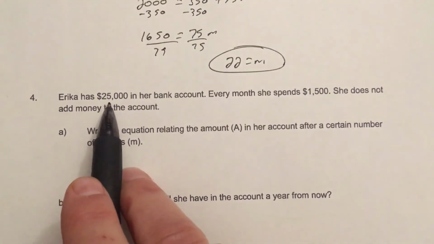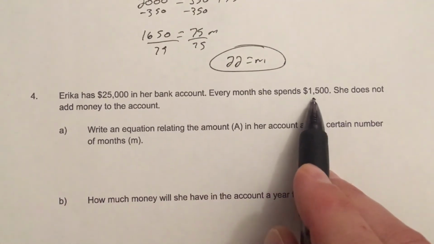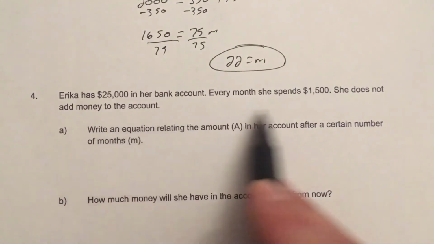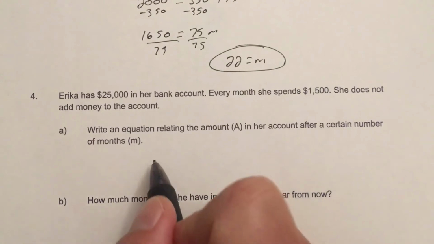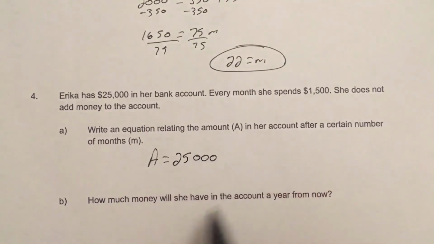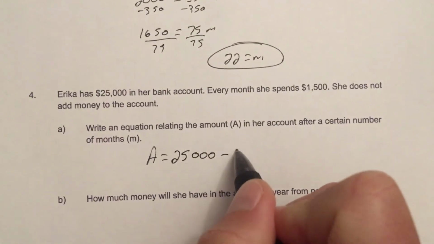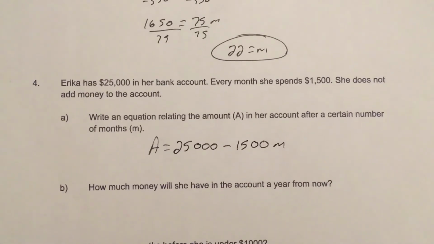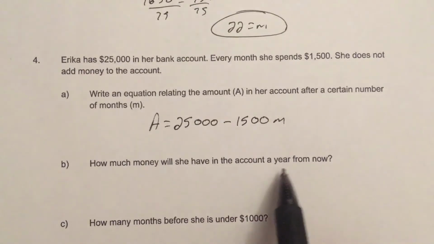She's got $25,000 in her account, but she spends $1,500 every month on various things. Doesn't add any money, doesn't do anything more than that. So the amount in her account started at $25,000, but instead of adding money, she's taking money out. So we're subtracting $1,500 every month. How much money does she have a year from now?